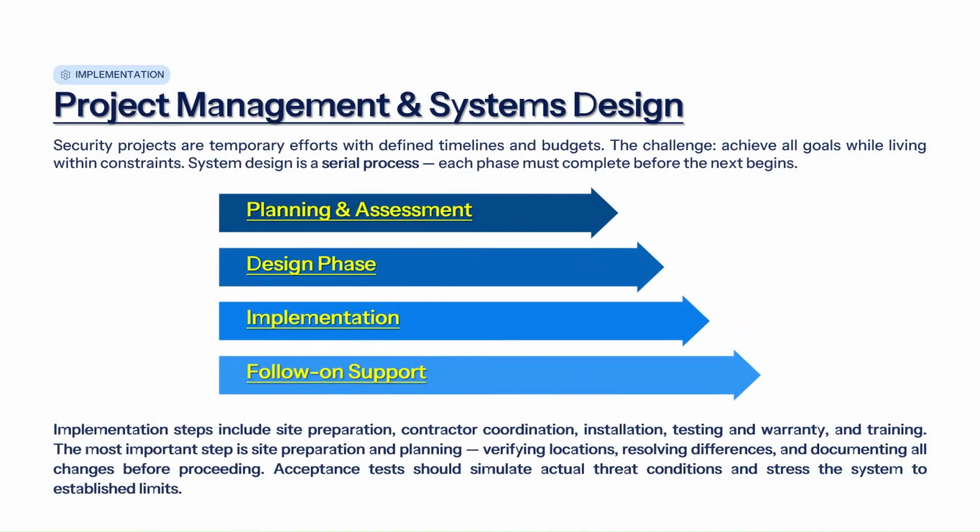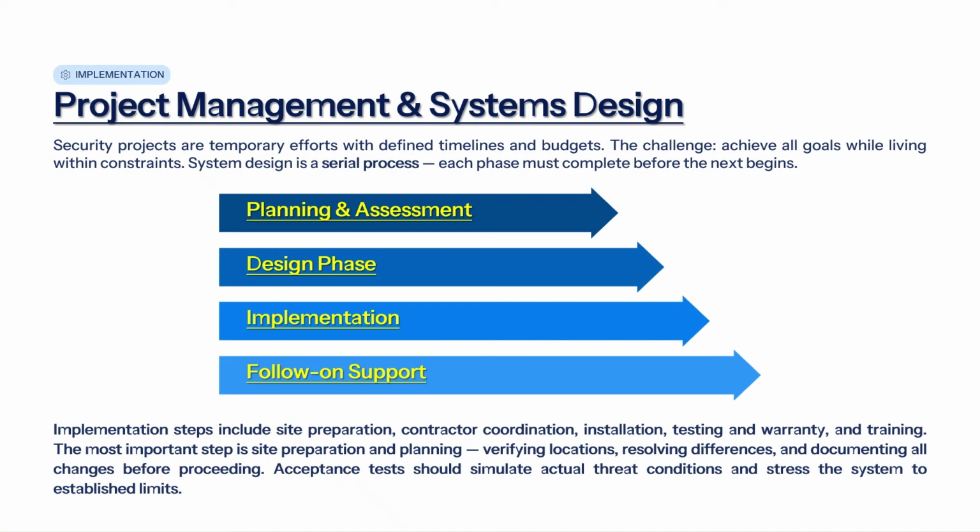Physical security systems must be carefully planned and managed through structured project management processes. Security projects typically follow defined phases to ensure efficiency, cost control, and operational effectiveness. The first phase is planning and assessment. This includes defining objectives, conducting risk assessments, identifying requirements, and aligning solutions with organizational goals and budgets.